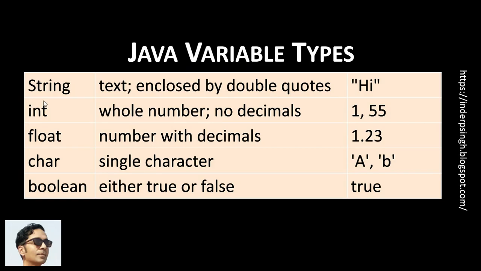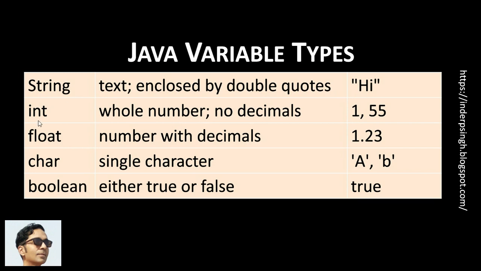Before I show you how to handle radio button in Selenium WebDriver, I just want to explain a couple of Java variable types. One type is string. String is the variable type that we use to store some text, and a string in Java is enclosed in double quotes. For example, here we have the string hi, and it is enclosed by double quotes on both sides.